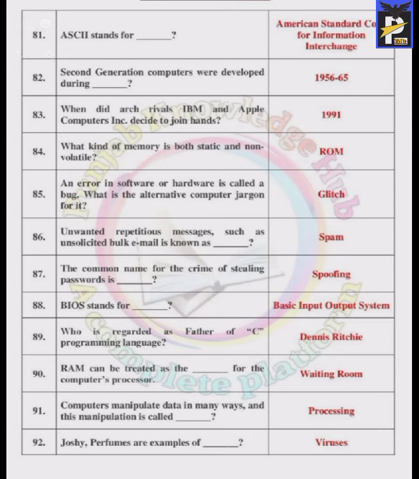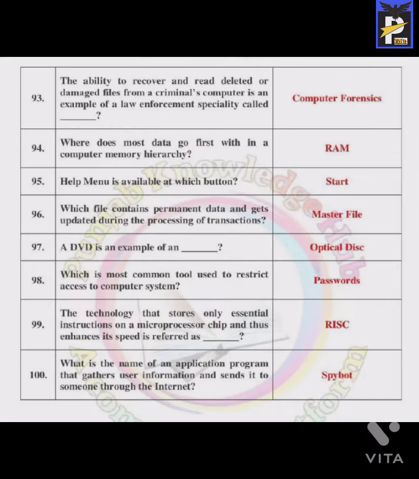Who is regarded as father of C programming language? Dennis Ritchie. For the computer's processor, RAM can be treated as? The waiting room. Computers manipulate data in many ways, and this manipulation is called? Processing. Joshi perfumes are examples of? Viruses. The ability to recover and read deleted or damaged files from a criminal's computer is an example of a law enforcement specialty called? Computer forensics.